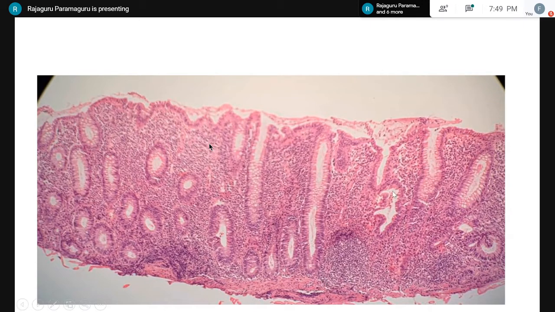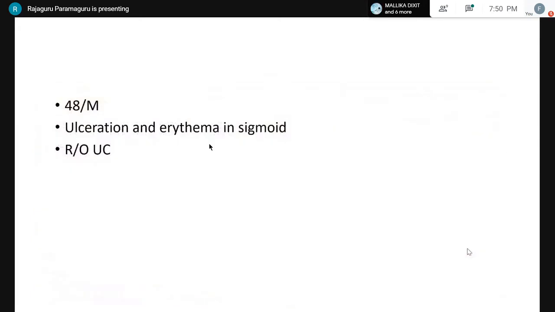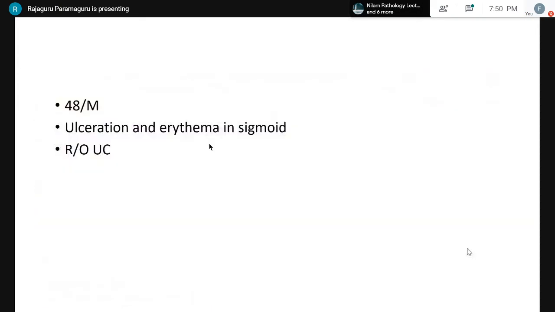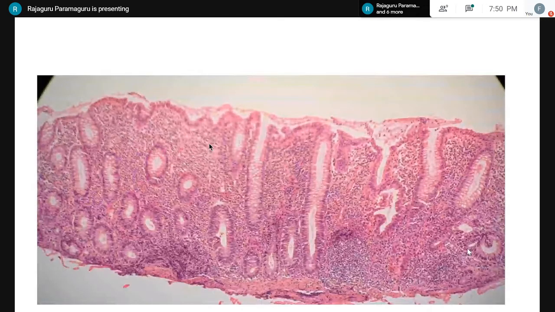And here you might see a bit of branching, and there is definite architectural distortion. There is some amount of atrophy of the crypts, and the crypts are widely spaced from each other. Here again you can see some branching, and there were a total of 2 fragments from this site, that is the sigmoid. And what you see, first of all, you have a history, that the site is from the sigmoid. And next, I had 2 fragments.